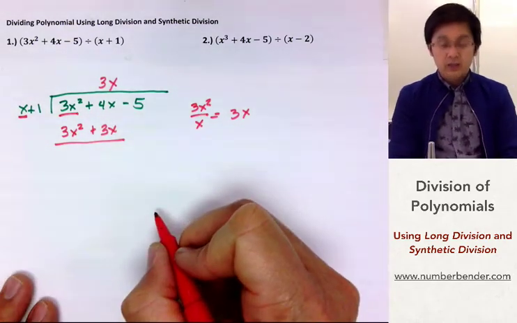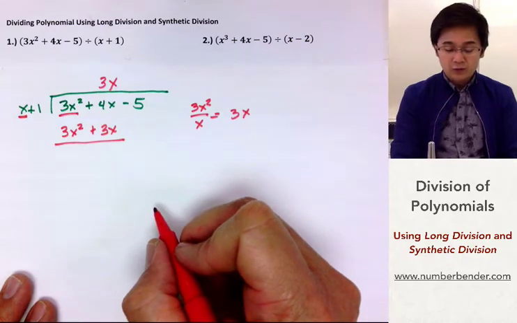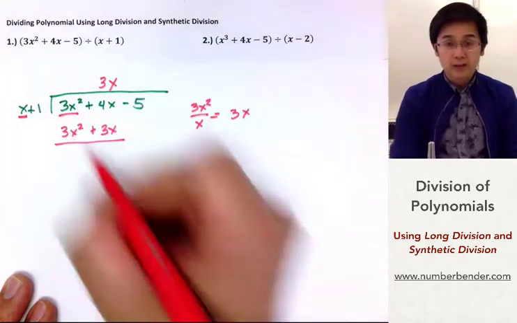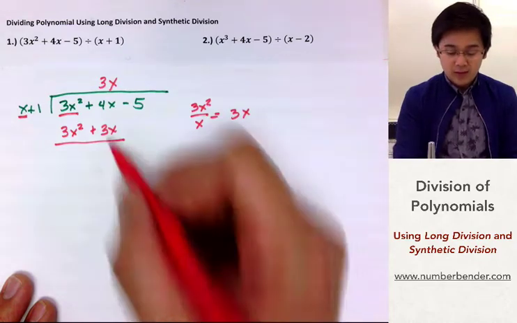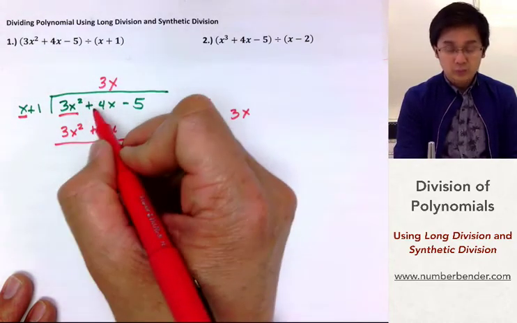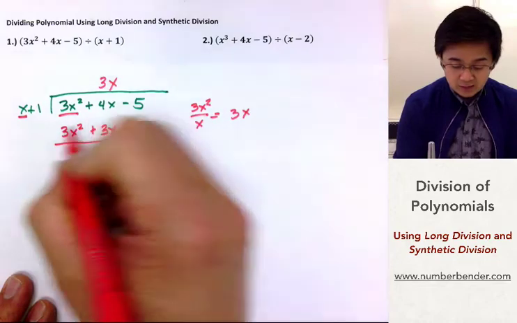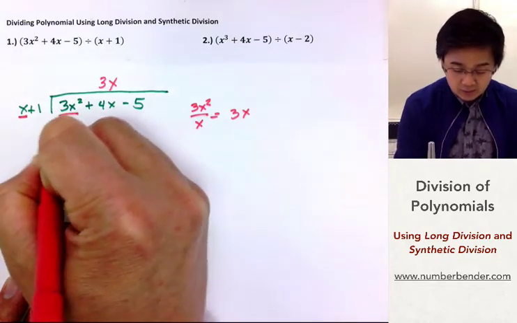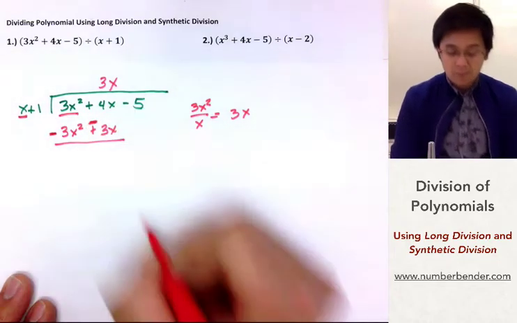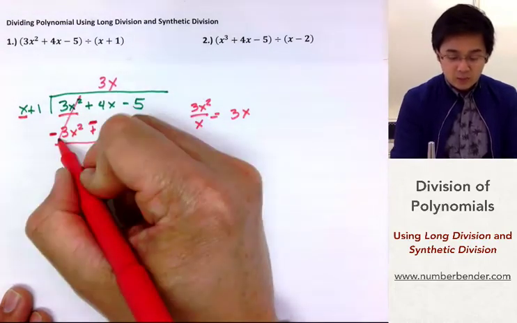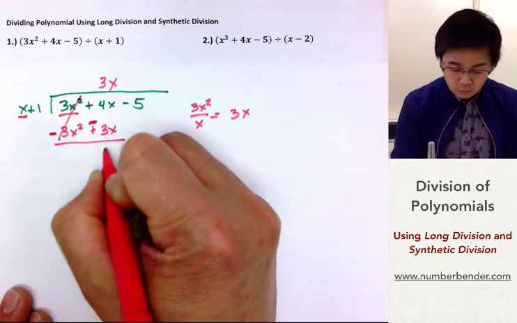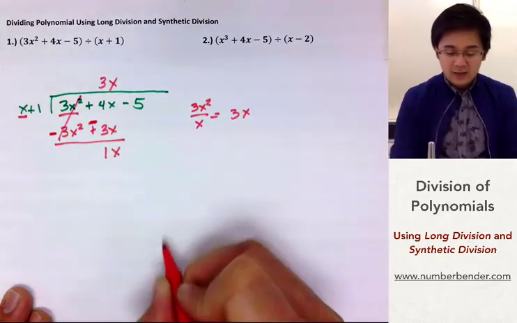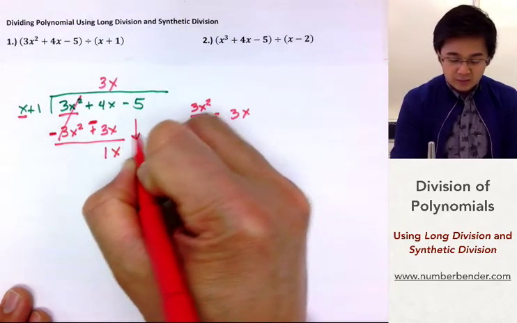And just like long division, after multiplying it out to the divisor, we're going to subtract our answer from the original polynomial. So we will change the sign since we're subtracting. So this becomes negative, and this will also become negative. And in the process, we'll be able to cancel out 3x squared, leaving us with 1x. And then we will bring down negative 5.